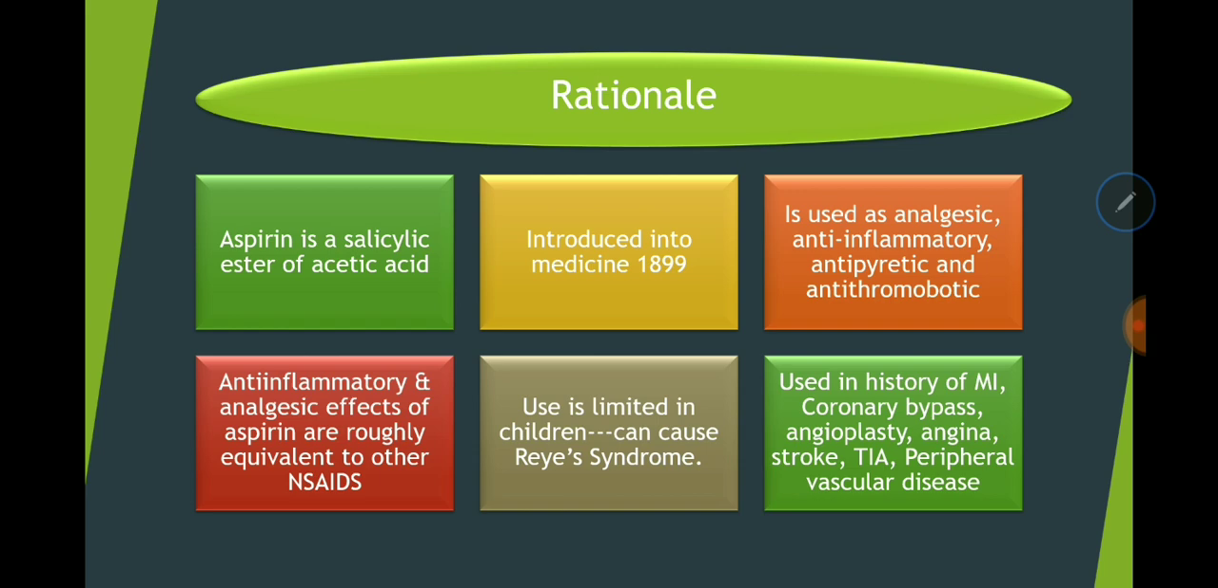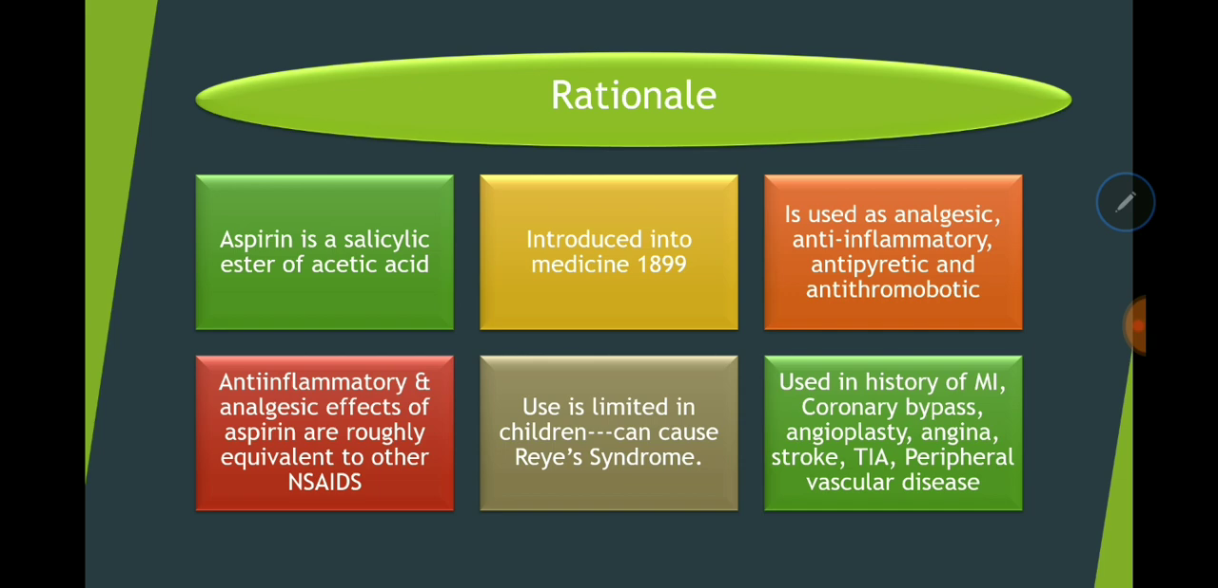Aspirin is used as an analgesic, meaning it's a painkiller. It's used as an anti-inflammatory drug. Antipyretic, meaning it's used to break fever. If you have a high fever, high temperature, you give aspirin, it's going to reduce it. It's also used as an antithrombotic.